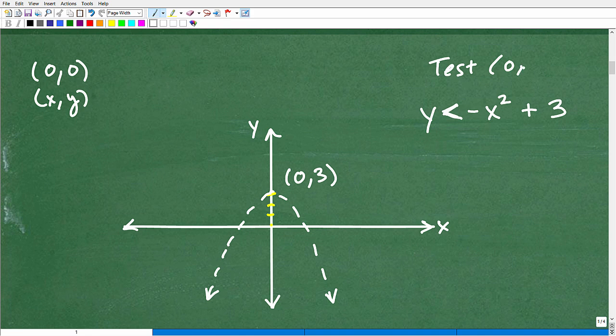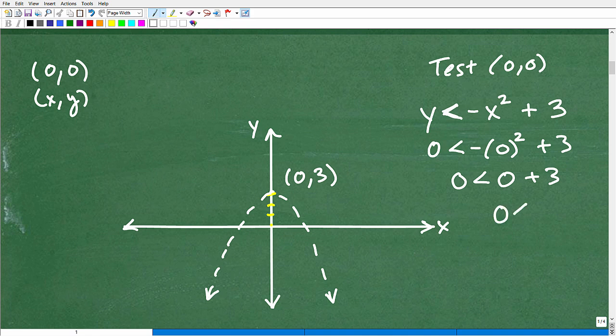All right, so let's test (0, 0). We're going to plug in 0 for x and 0 for y. So we get 0 is less than negative 0 squared plus 3. And then obviously this simplifies down to 0 is less than 0 plus 3. And probably everyone could see, oh, this is just going to simplify down to 0 is less than 3. So when I plug in (0, 0), I get the statement 0 is less than 3. Now I need you to look at this statement and ask, is this a true or false statement? Is 0 in fact less than 3? The last time I checked, yes it is. That's a true statement. 0 is in fact less than 3.